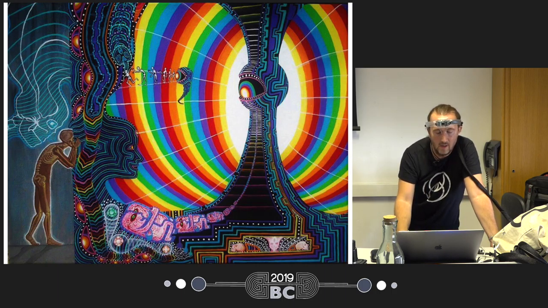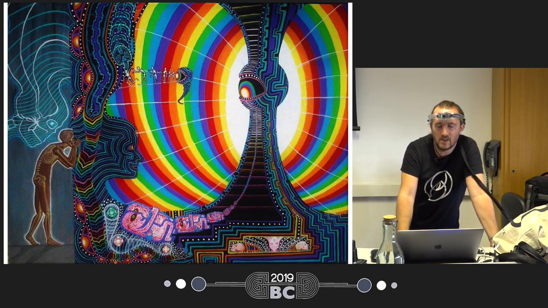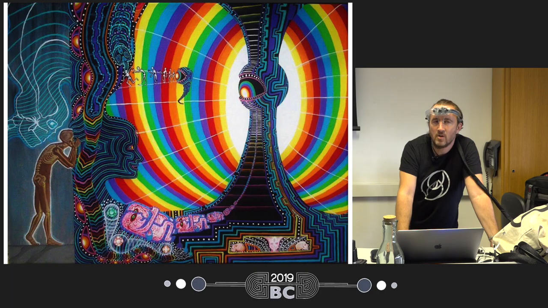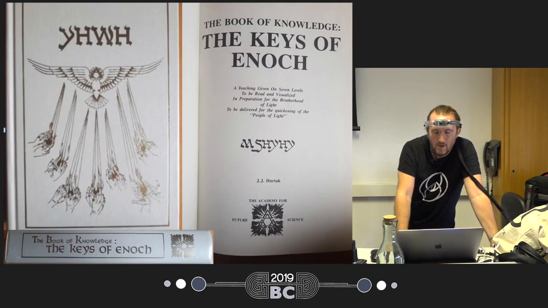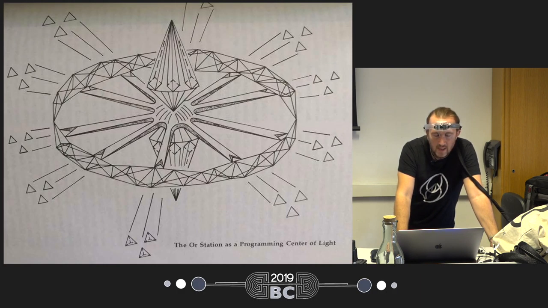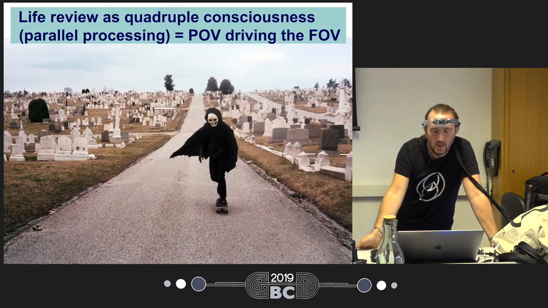So it's an incredibly profound experience. It got me into exploring what could have caused it. I looked into DMT. It definitely was not a DMT experience. I read this book about 10 years after that, and this is exactly what it appeared to be. And this is the awe station as a programming center of light. And I'm still trying to work out what the hell that means.